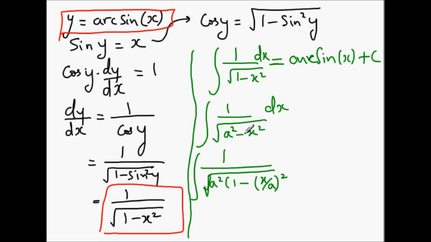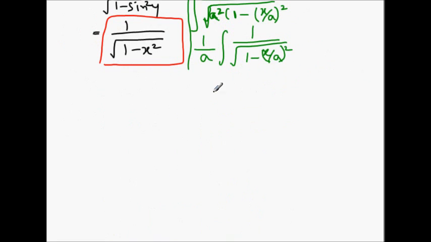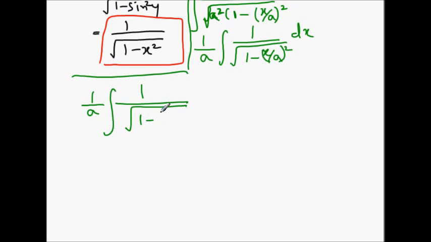So I'm taking the a square common here, so a square would be 1, and this x square, when a square is out, it's x over a the whole square, which is 1 over a outside. This a square within the root would be a. Integral 1 over root of 1 minus x over a the whole square, okay, which means this is 1 over a integral 1 over root of 1, I'm writing this again, x over a the whole square.